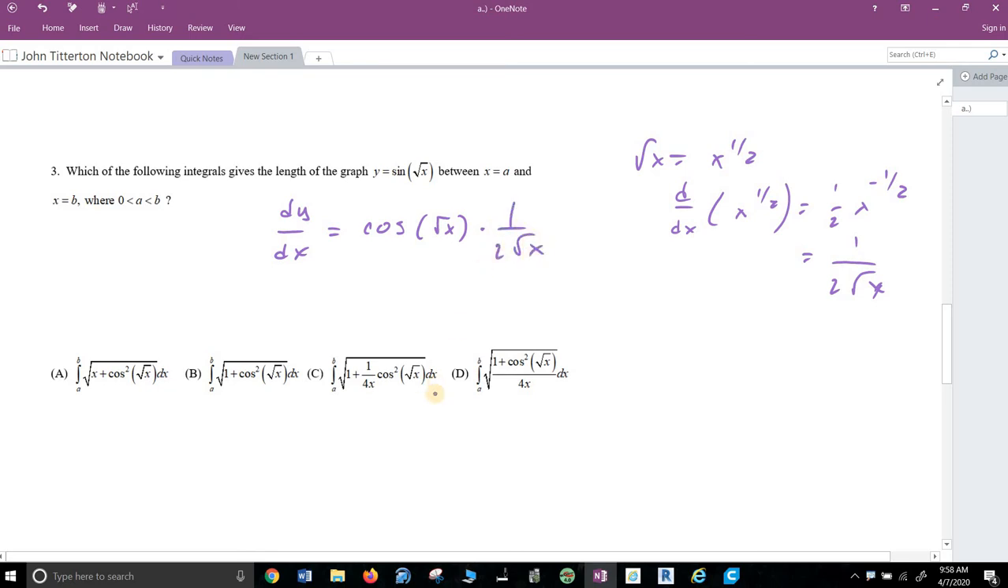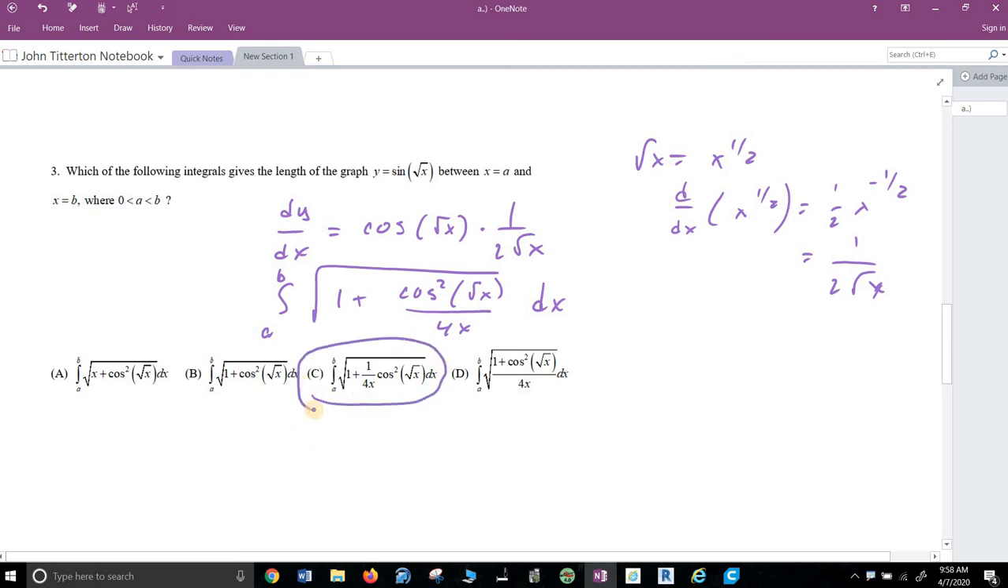Going from a to b. And they're saying everything's positive, which is nice of them. They're all from a to b, so I don't have to worry about that. Integral a to b, root 1 plus this thing squared. So square this. We get 1 over 4x cosine squared of root x dx. Now we could actually do some math here if we have to, like go 4x over 4x next to the 1. Let's see if they're making us do that. 1 plus 1 over 4x, cosine squared root of x. So that would be C.